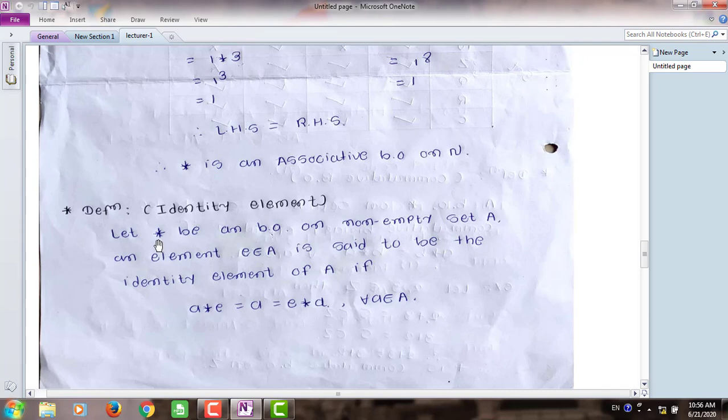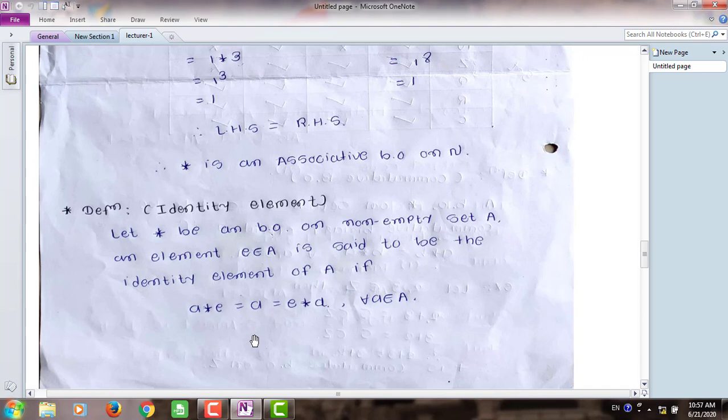Okay, what is the definition? Let star be a binary operation on a non-empty set A. An element E belonging to A is said to be the identity element of A if for any element A from A, applying the binary operation star with element E gives A, that is A star E is equal to A or E star A is equal to A. Then E is an identity element for set A.